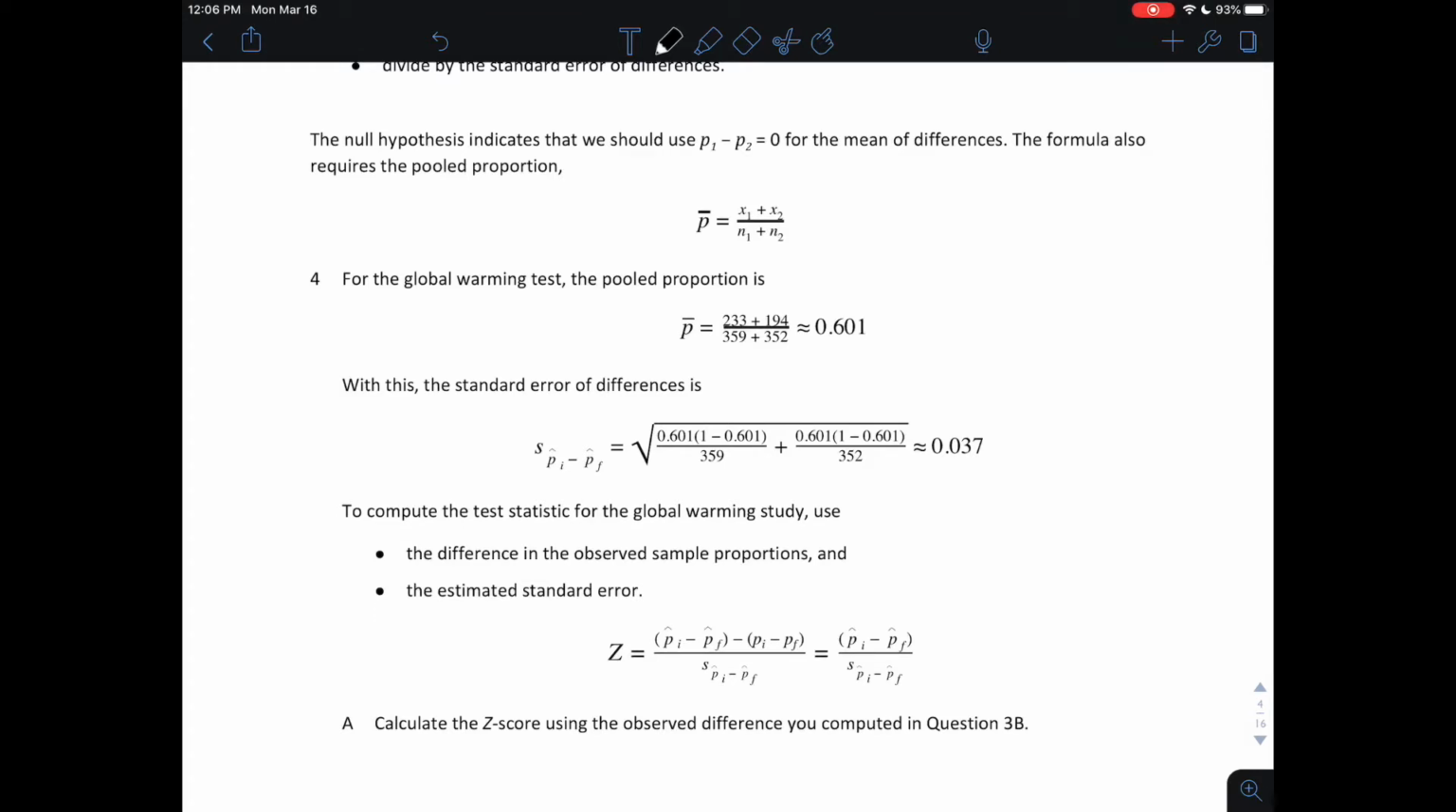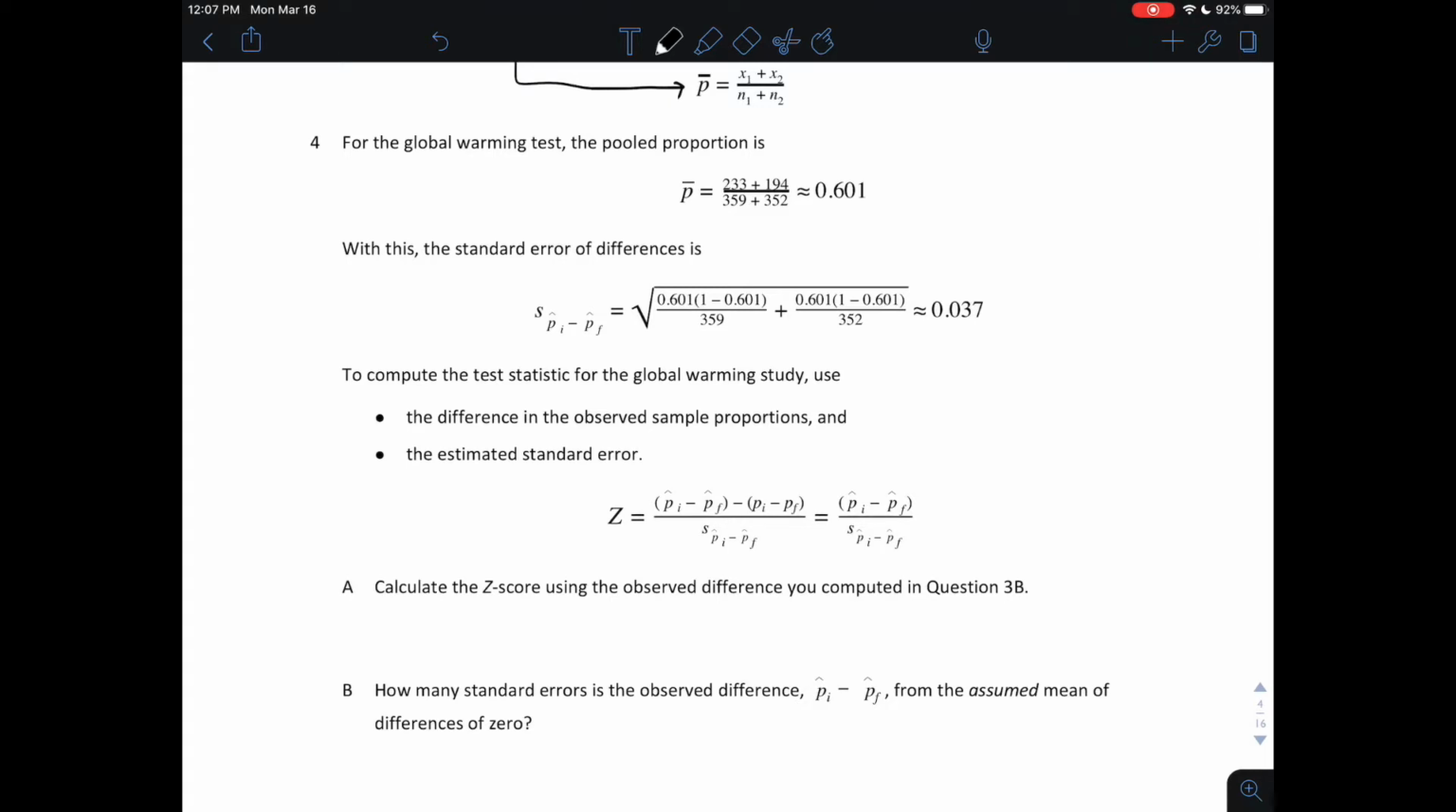The formula also requires what we had called the pooled proportion from the previous lesson. That was p bar, which is equal to x1 plus x2, that's the total of the successes from both samples, divided by n1 plus n2. That's the total of the sample sizes from both samples. Number 4, for the global warming test, the pooled proportion is p bar equal to, the numerator says 233 plus 194, and then the denominator says 359 plus 352, and that fraction is approximately equal to 0.601.